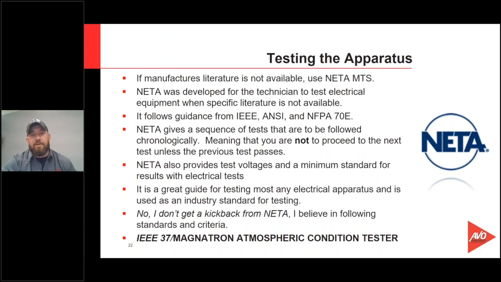So another source for testing is going to be IEEE 37. It gives a lot of good information when it comes to switchgear and apparatus in regards to what IEEE has to say about testing. The Magnetron atmospheric condition tester is another one that tests the value of that vacuum internally. And another one that's coming up fairly soon at the end of the slideshow is Megger's version of the atmospheric condition tester in regards to the vacuum bottle.